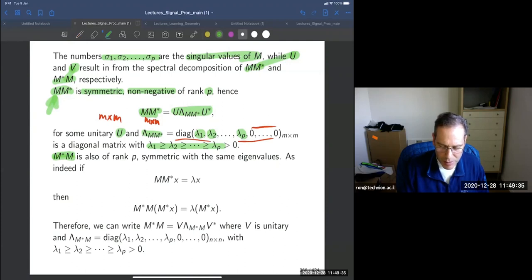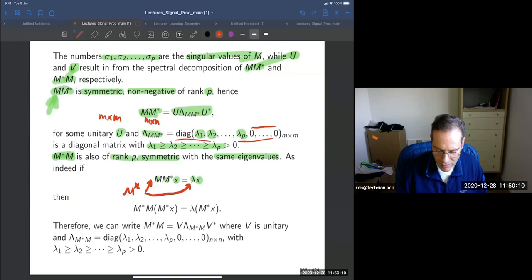We also know that M transpose M is also of rank P. We also know that it is symmetric and has the same eigenvalues. Let's prove that. Let's assume that X is an eigenvector and lambda is an eigenvalue of M M transpose, or M M conjugate. Now what we will do is multiply both sides by M transpose.